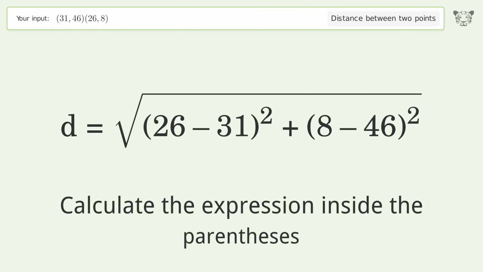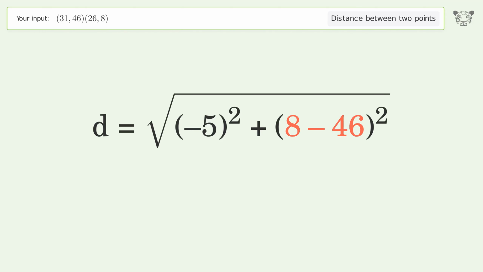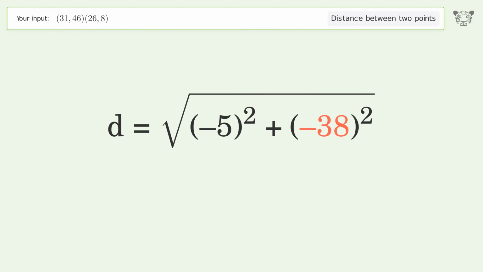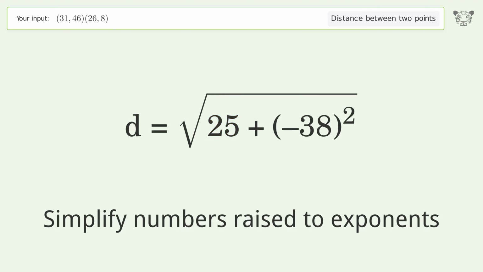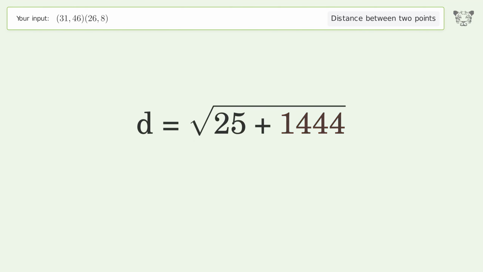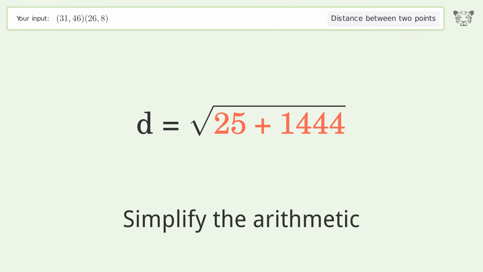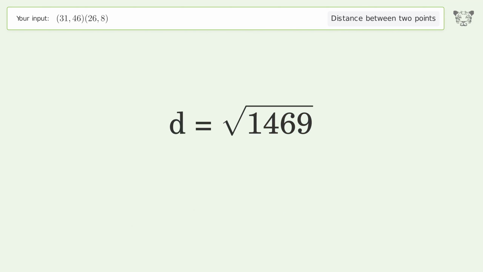Calculate the expression inside the parentheses. Simplify numbers raised to exponents. Simplify the arithmetic. And so the distance between the 2 points is the square root of 1,469, or 38.328.